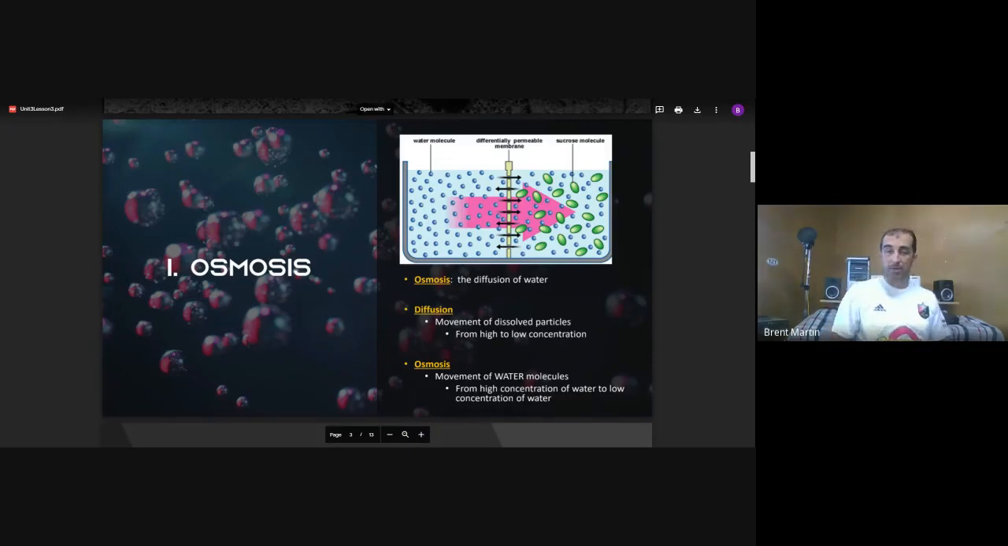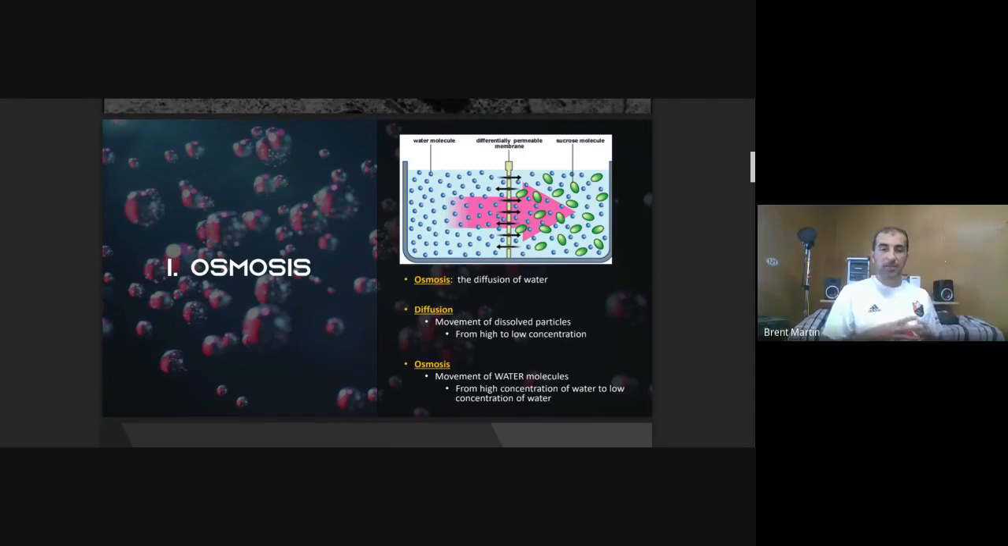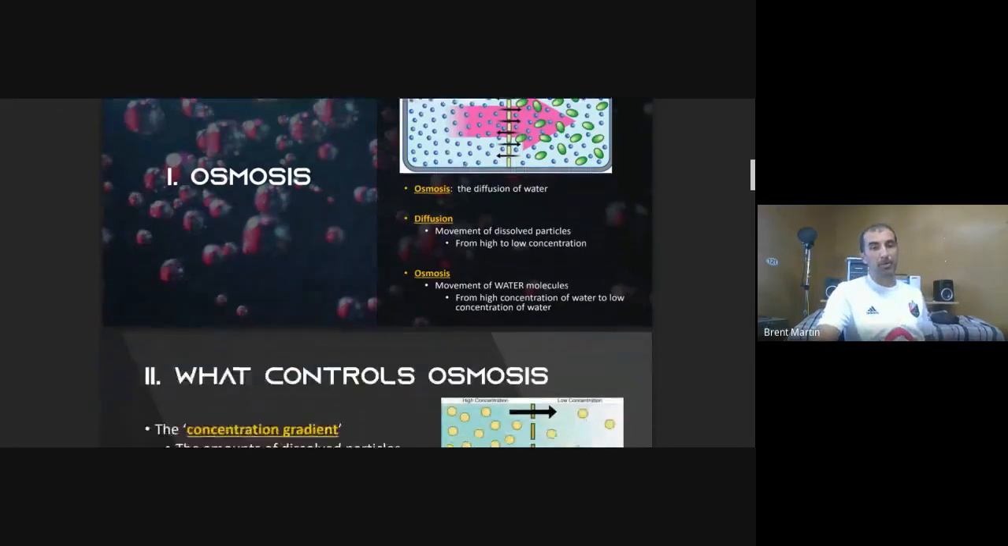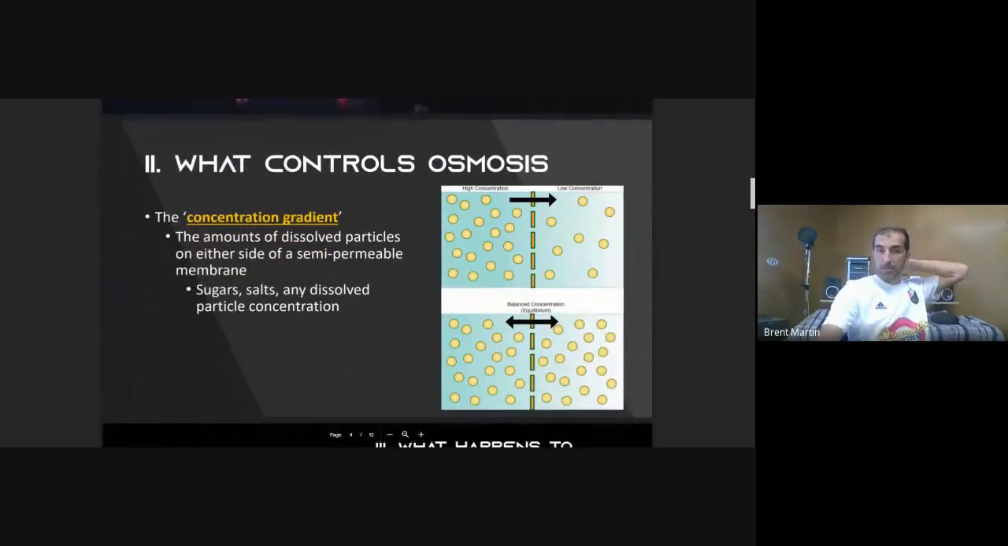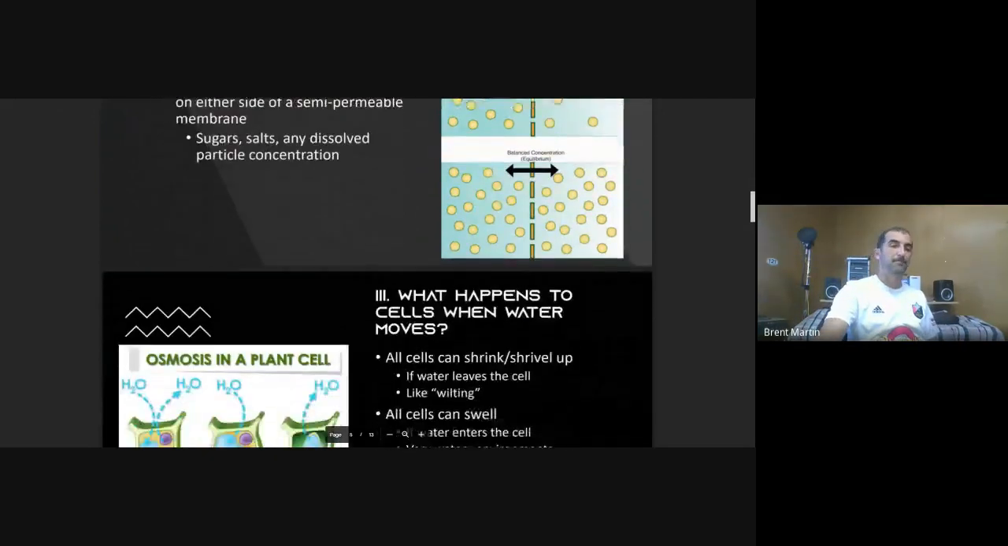All right, so osmosis is the movement of water molecules, and it is from high concentration of water to low concentration of water. So both osmosis and diffusion move things from high to low concentration. The difference is diffusion is the movement of the dissolved particles. In osmosis, it's the movement of the water. All right. Now, what controls osmosis? Well, the same thing that controls diffusion. You have to have a concentration gradient. There has to be an area of high concentration of dissolved particles or water, and then an area of low concentration. If you have the separation of those concentrations, then you have a concentration gradient.